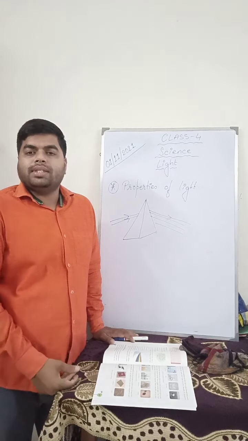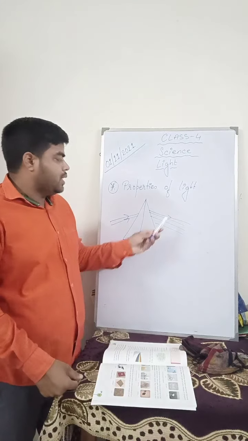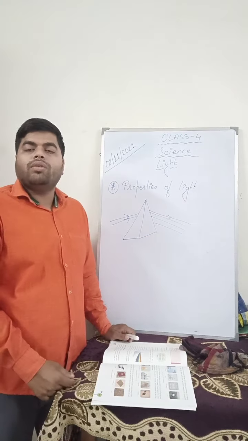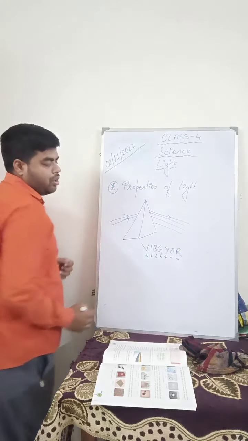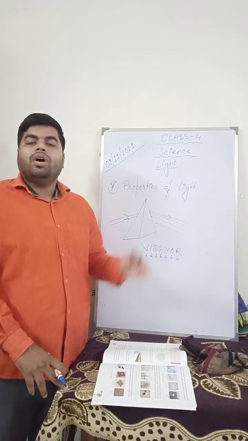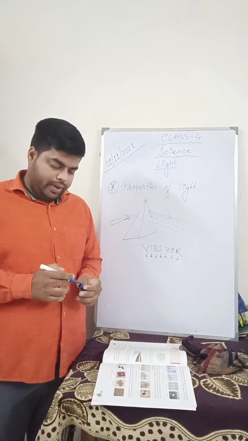To remember these colors serially, there is a word called VIBGYOR. That means violet, indigo, blue, green, yellow, orange, red. If you remember this word, you can remember the serial order of the different colors.